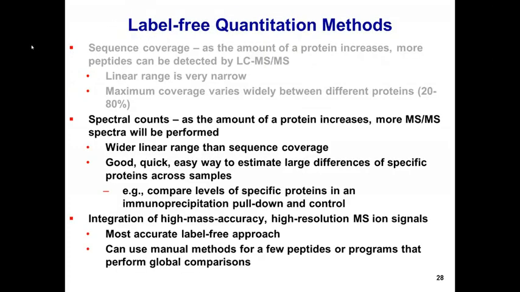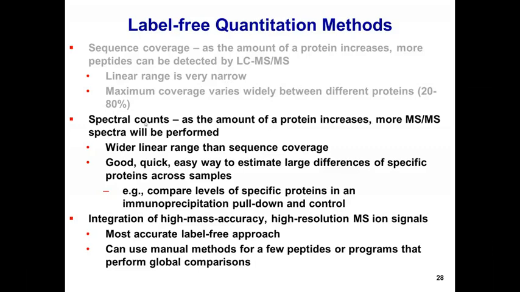There are several label-free quantitative methods that can also be used. Sequence coverage has historically been used occasionally, but it is a poor method, and hence the reason why it's grayed out. The linear range of this method is too narrow to be very useful.